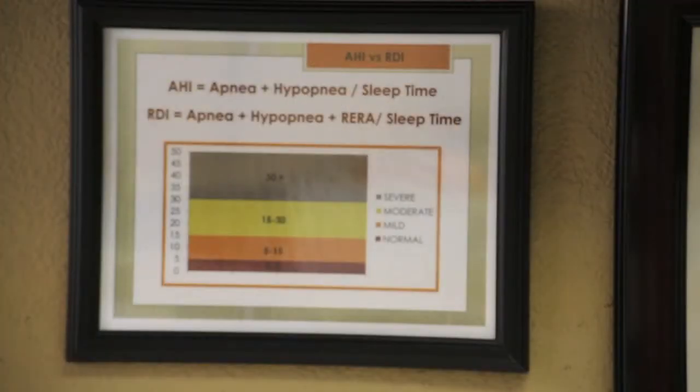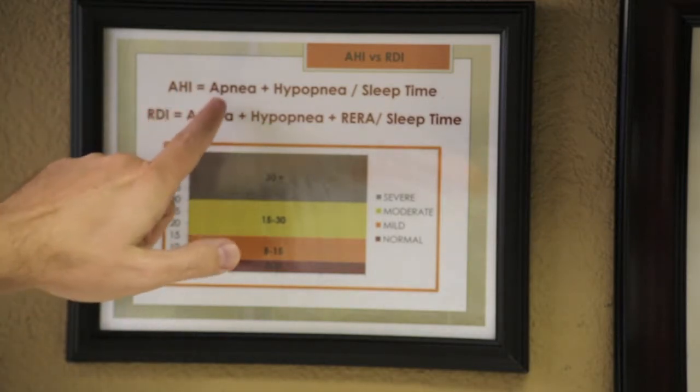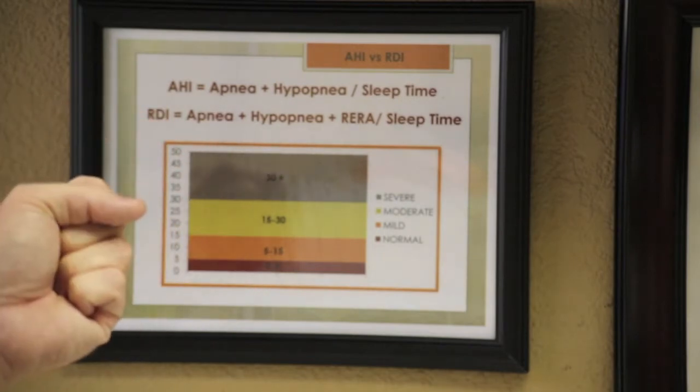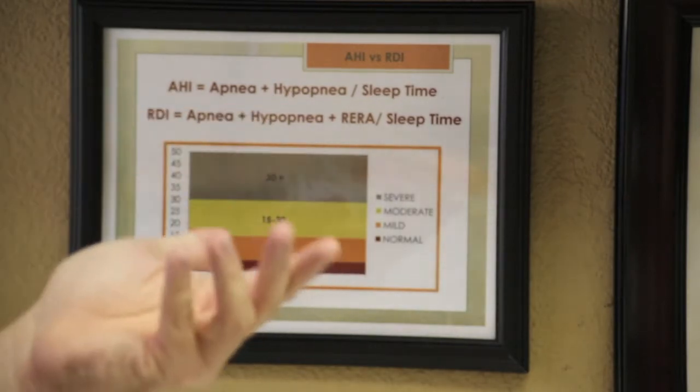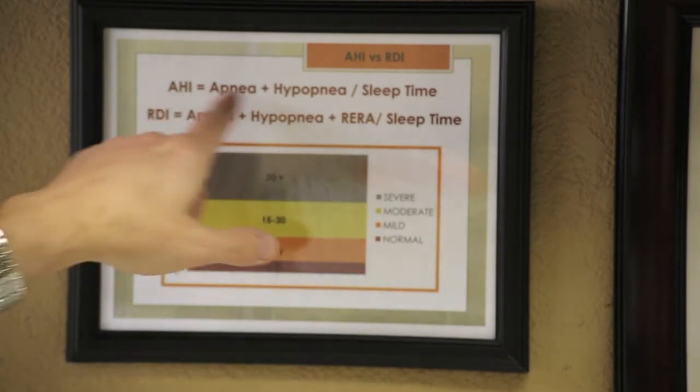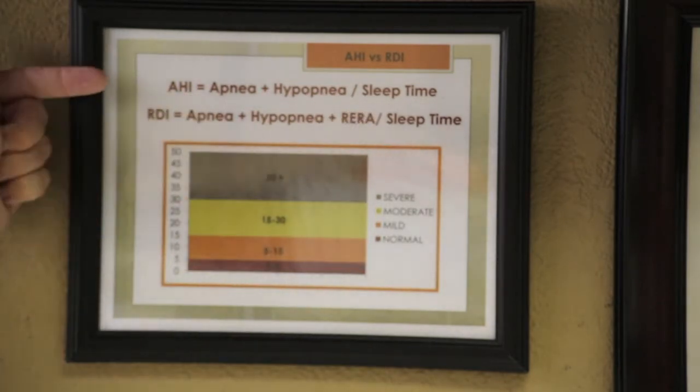Sleep apnea is determined by using what we call AHI and an RDI index. Both of those are very similar in nature with the exception of one element. AHI is apnea-hypopnea index. Apnea is where you actually stop breathing for 10 seconds or greater. Hypopnea is where you decrease the percentage of your O2 by 3% or greater. Those two numbers added together divided by your sleep time is what we call the AHI index.